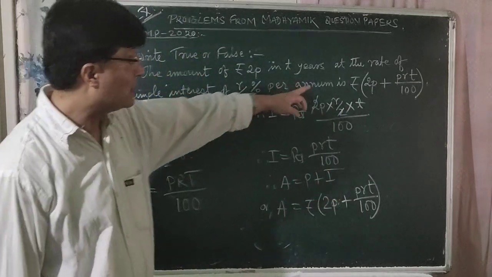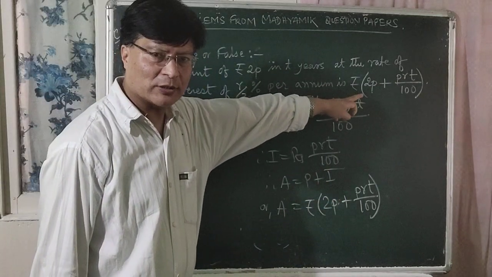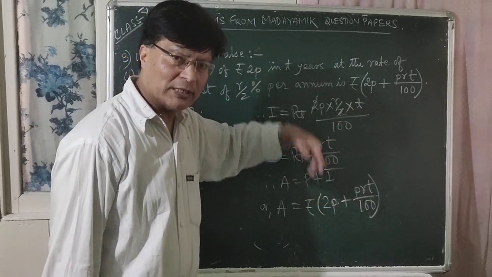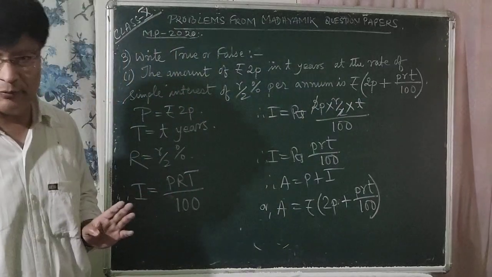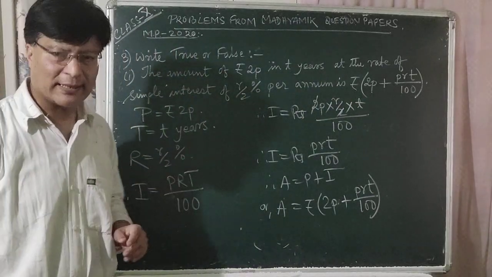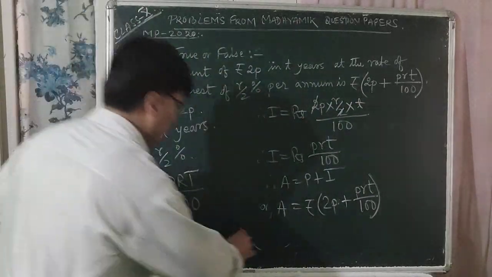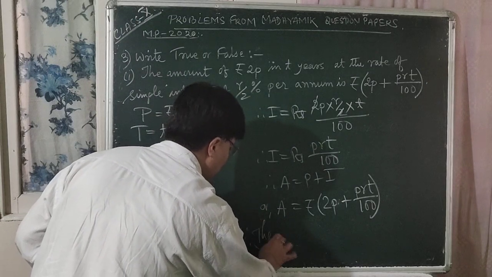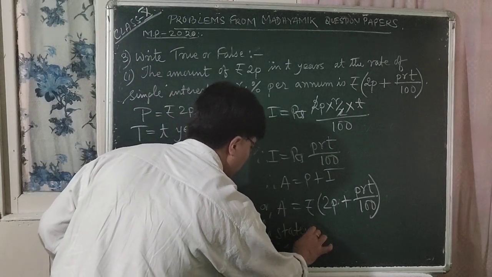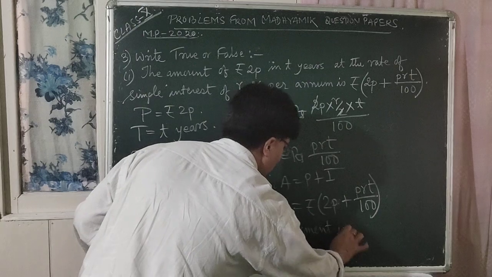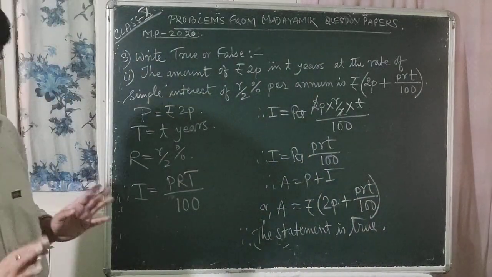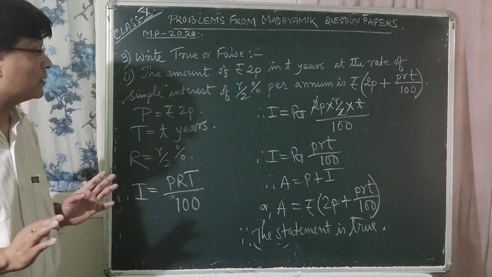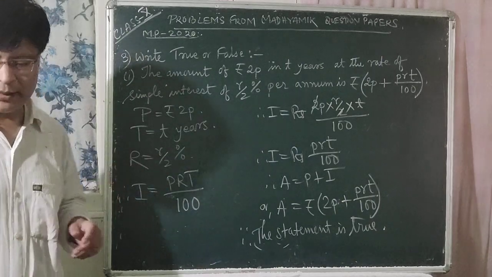Is it correct? Yes. In the question also, the same amount is given. That is 2P plus PRT by 100. So this is the correct statement. Therefore, the statement is true. So you have understood the question. Okay. So we'll do the next question again.